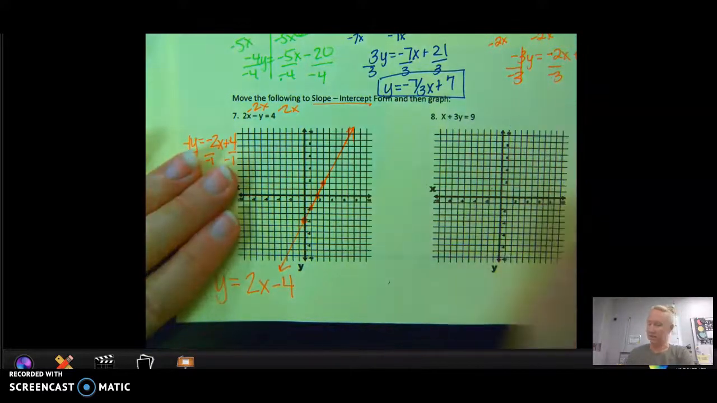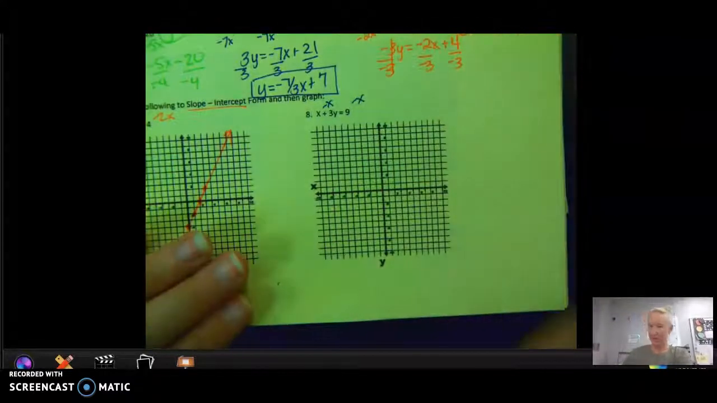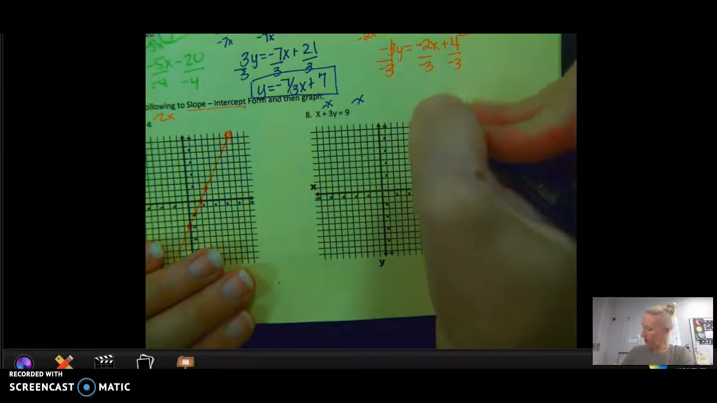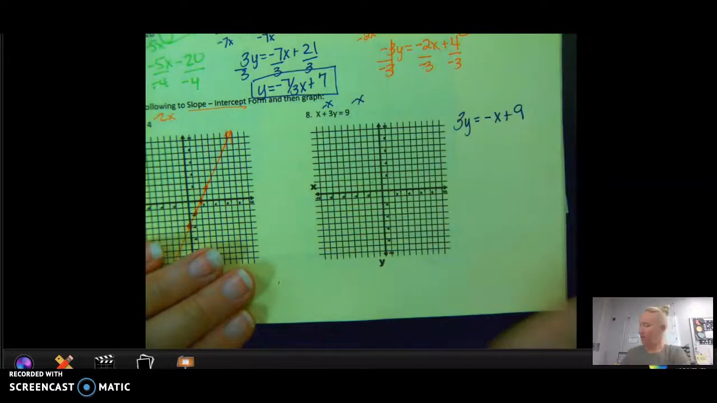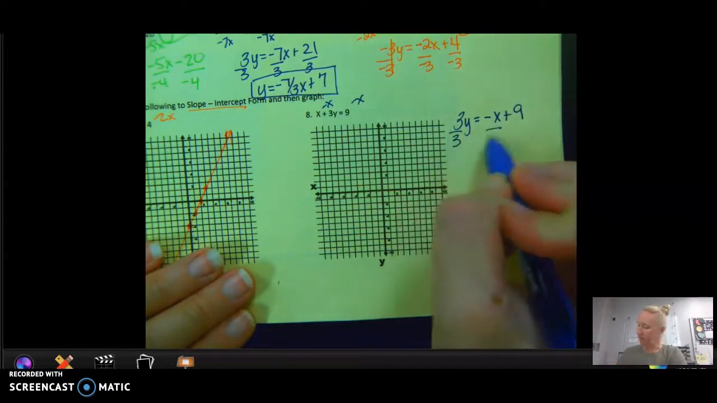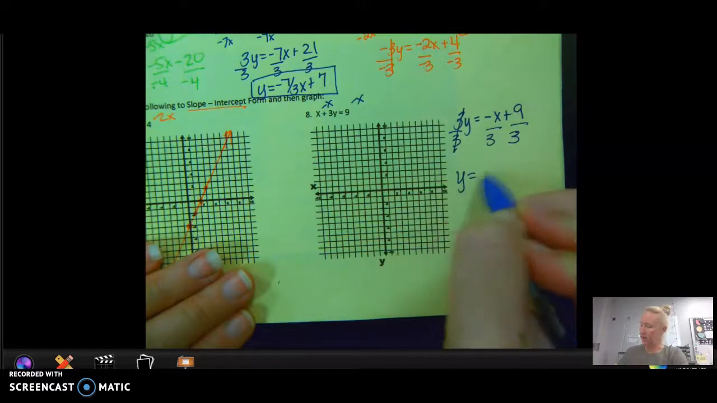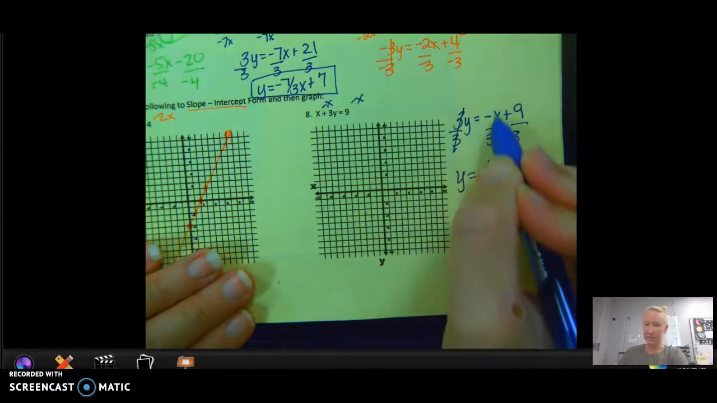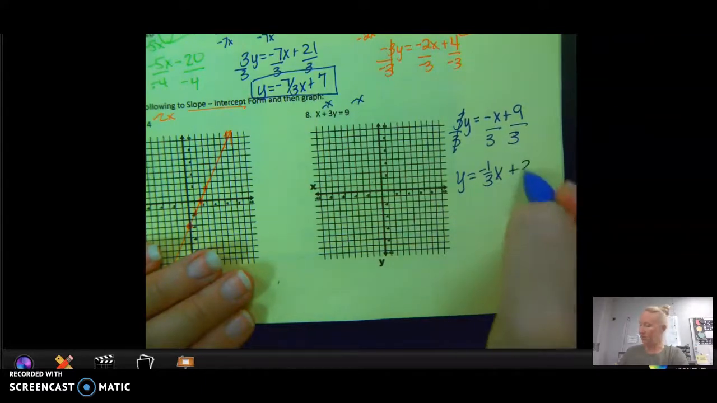Next one, same process. So I'm going to subtract x from both sides. And I get, let's shoot over a little bit, sorry. Okay, I get 3y equals negative x plus 9. And then I'm going to divide by 3, divide by 3, divide by 3. That cancels there, and I get y equals negative 1/3, because remember there's a negative 1 there. X, 9 divided by 3 is a positive 3.